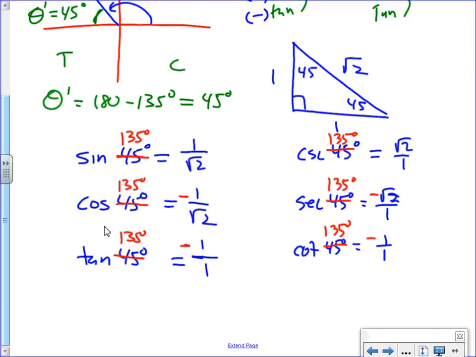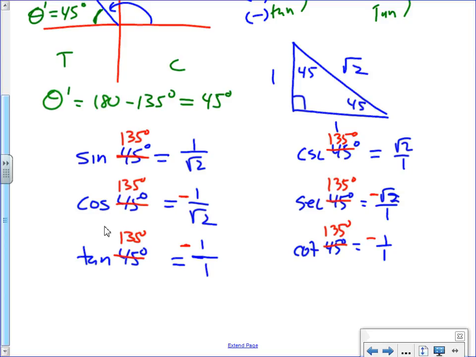Do you want me to go and put the rationalized stuff, or you got that part? You got that part? Okay, I'm just going to leave it like that. If you leave your answer like that, I don't care. But in the back of the book, when you're checking your answers, just know that that's what they did.